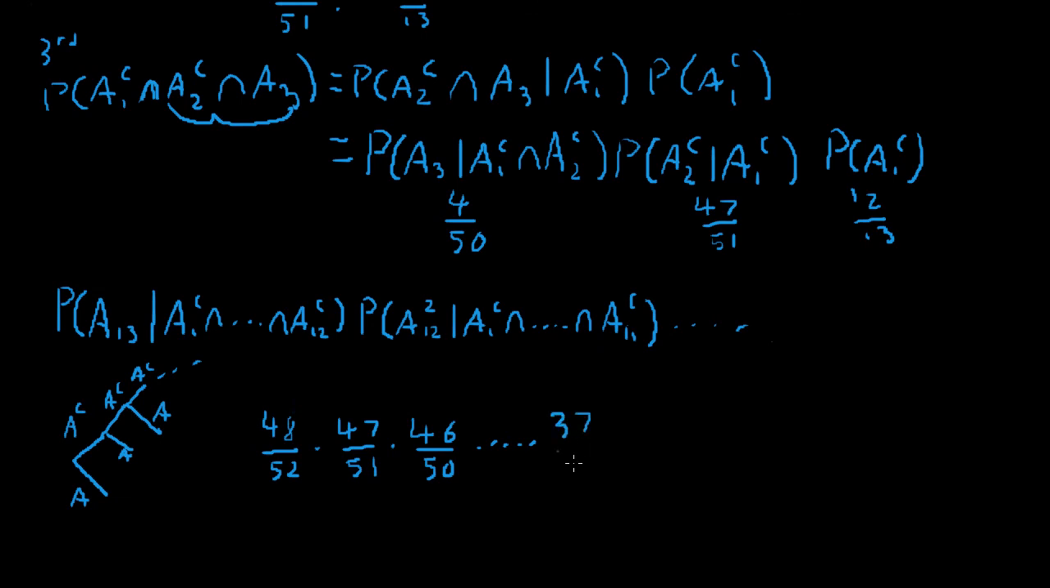until we end up at 37 over 41, and then finally 4 over 40, because that's how many cards are left on the 13th draw. We've taken 12 out of the deck. And you can just multiply these together and you get what you want. And you can double check that each of these terms is indeed the probability of not getting an ace, given that the previous however many cards have not been aces as well.